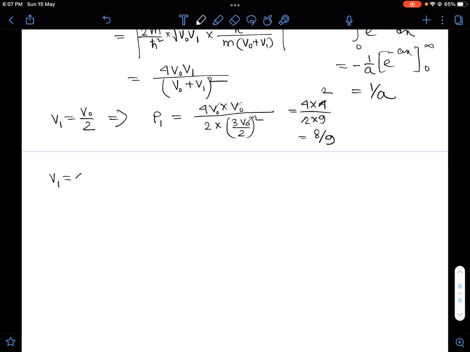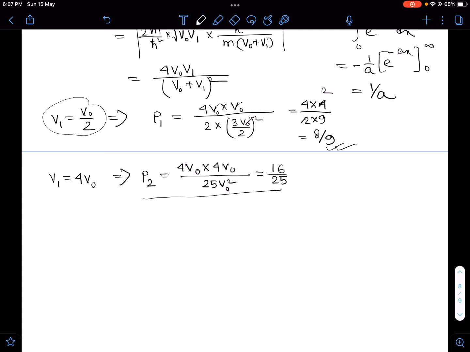That means V1 is 4 V0. For that case we have our probability to be 4 V0 times 4 V0, and in the lower portion we have 5 V0 squared, that means 25 V0 squared. So we will get 16 by 25. So that is the probability of finding the particle in the bound state when we halve the potential, and this is the probability of finding the particle in the bound state when we quadruple the potential.